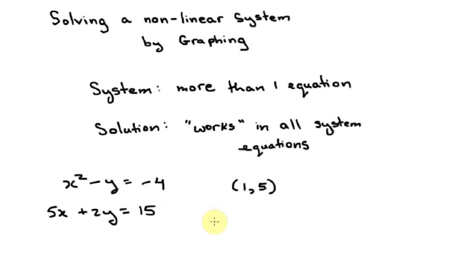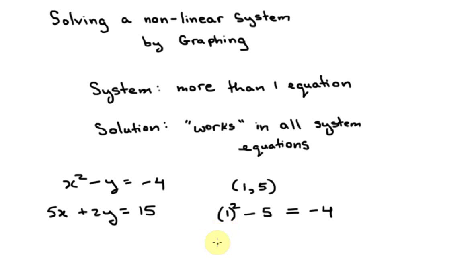So let me just prove that to you. If I take the top equation and I plug in a 1, I'd have 1 squared minus 5, and in order for this to be a solution, it's got to equal negative 4. Well, I think it's pretty clear that 1 minus 5 is negative 4.